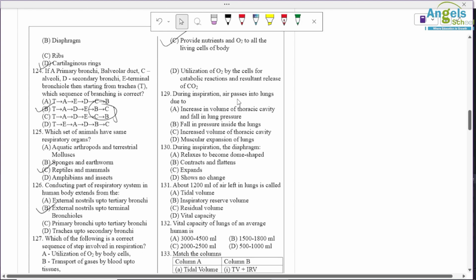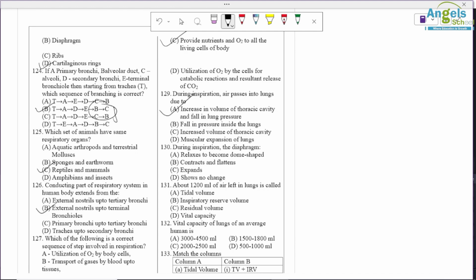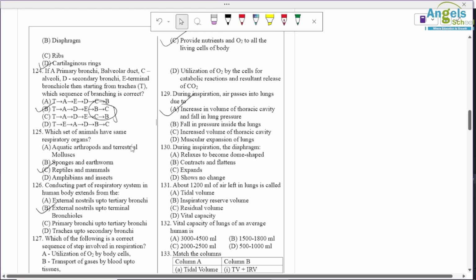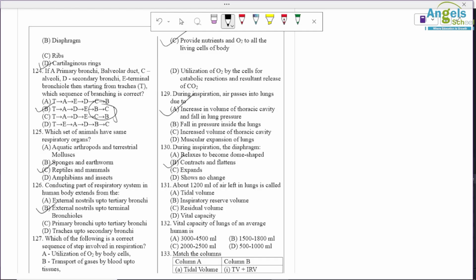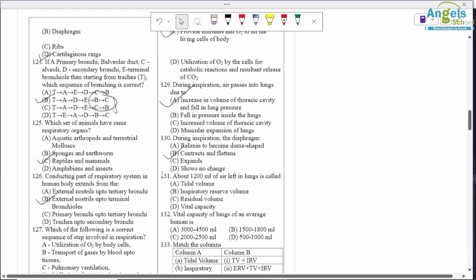During inspiration, air passes into lungs due to... Okay, so it passes due to increase in volume of thoracic cavity and fall in lung pressure. Okay, meaning lung pressure decreases and thoracic volume increases. During inspiration, the diaphragm contracts and flattens. Okay, it goes down so it becomes flat. So option B is correct.